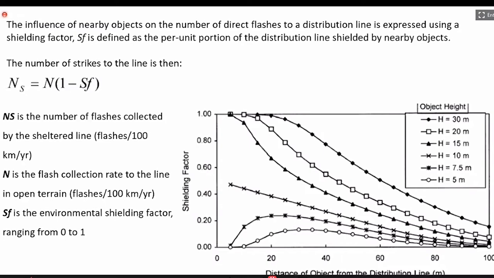What you can see is that if you take any line, the shielding factor generally reduces when the distance between the shielding object, say for example a tall tree, and the transmission line is large. That is absolutely what we would expect. And also you can see that if the height of the shielding object increases, then the shielding factor is also increasing. That's also very obvious.